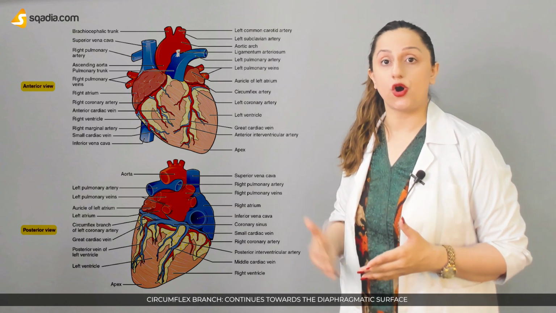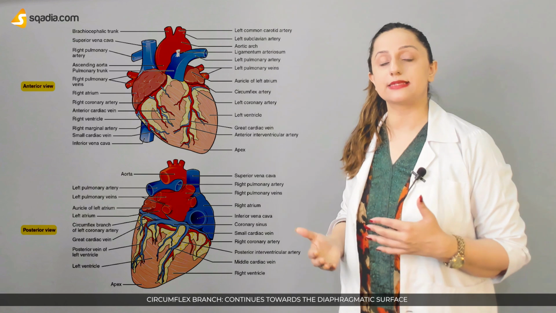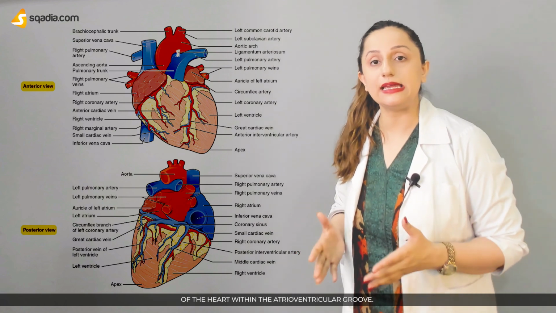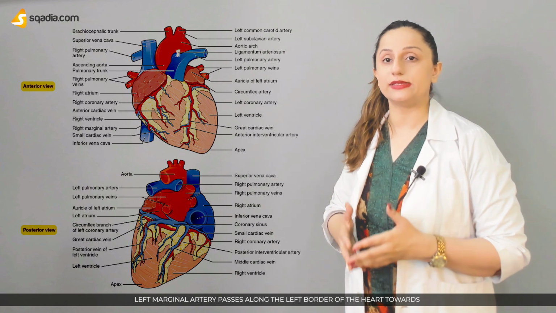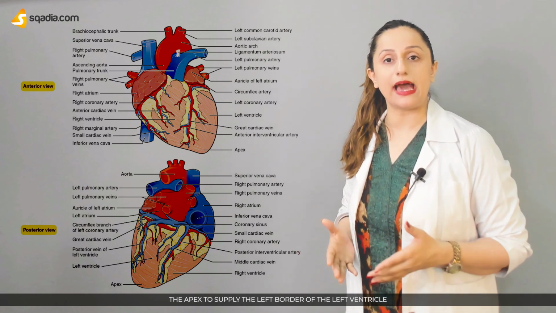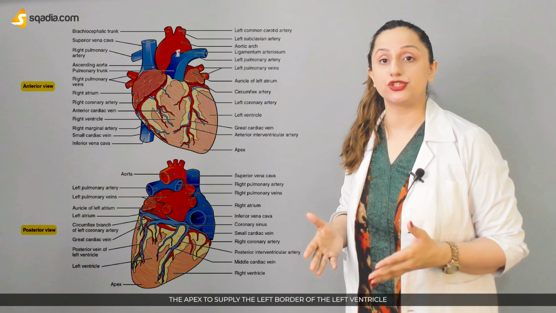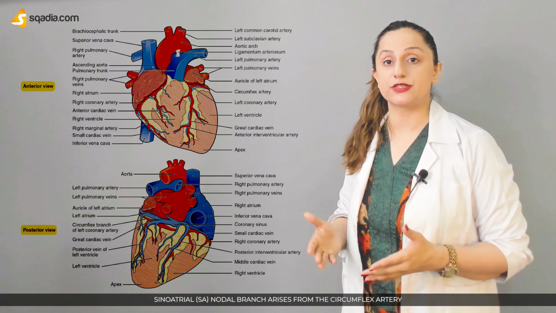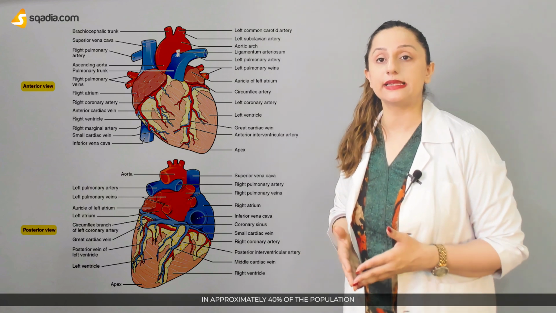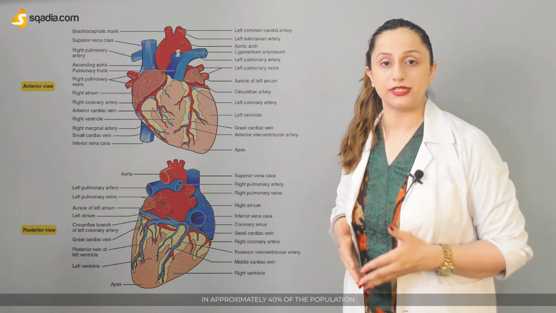The circumflex branch continues towards the diaphragmatic surface of the heart within the atrioventricular groove. The left marginal artery passes along the left border of the heart towards the apex to supply the left border of the left ventricle. The sinoatrial node branch arises from the circumflex artery in approximately 40% of the population.